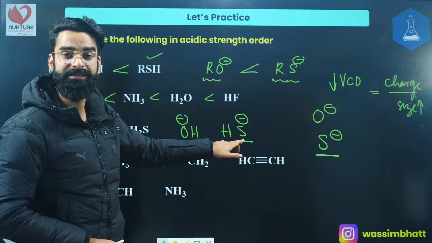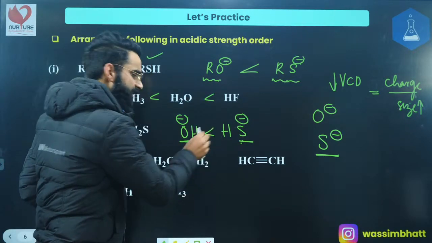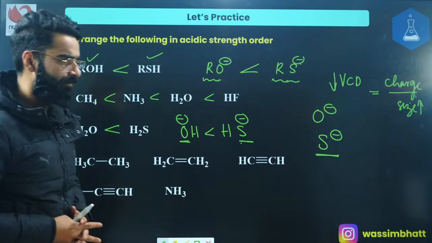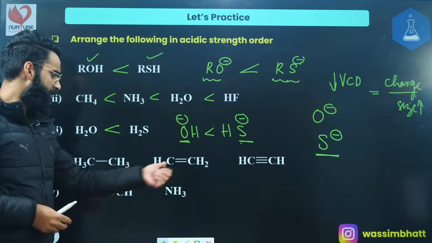More size, less volume charge density, more stability. So this is going to be the stability order of the conjugate bases. The same is going to be the acidic strength order, as simple as that, right? Absolutely. Similarly, if you talk about this one, have a look.